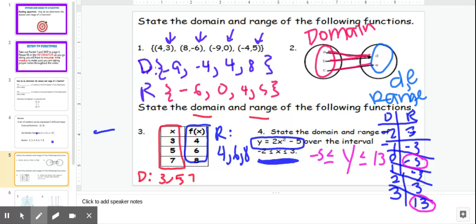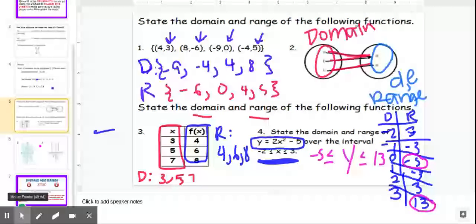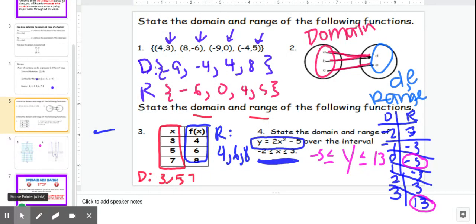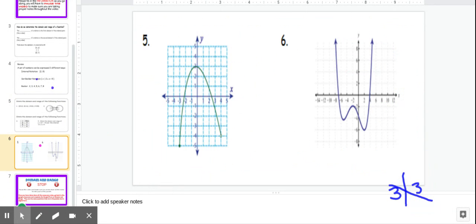Okay? Now the next thing we're going to do is go on to the next page. We're going to flip it over, and we're going to look at these problems, numbers 4 and 5. 4 and 5, 5 and 6 are a little bit more challenging because they're graphs.